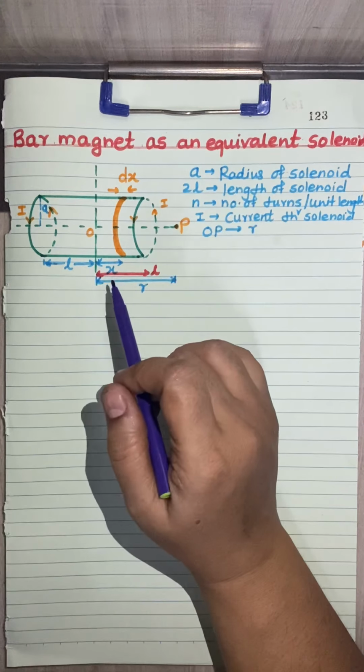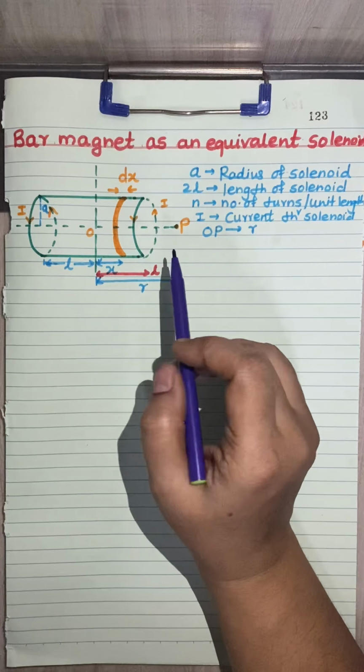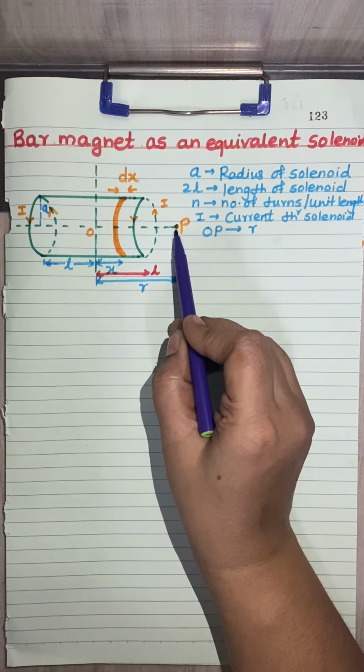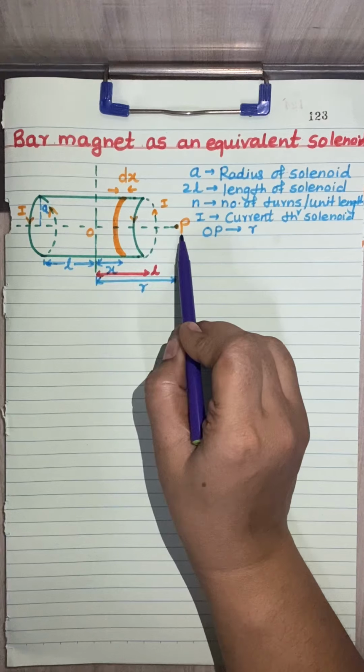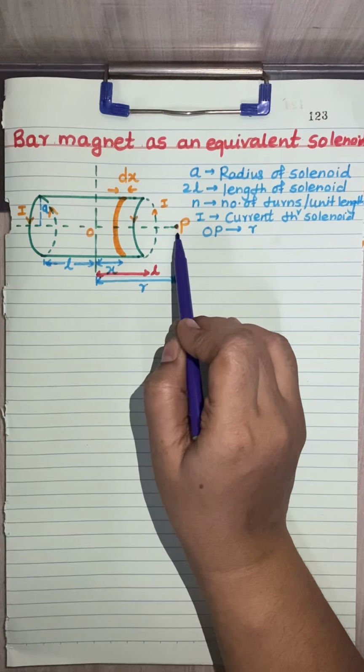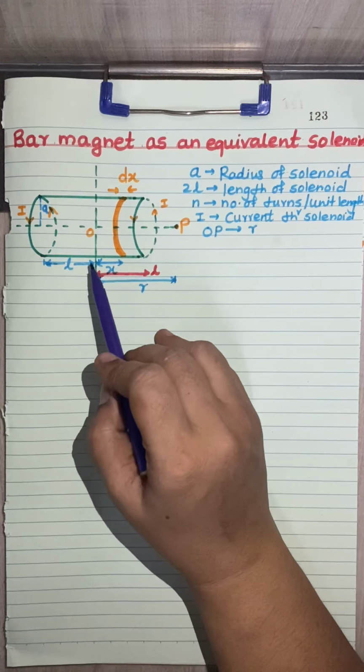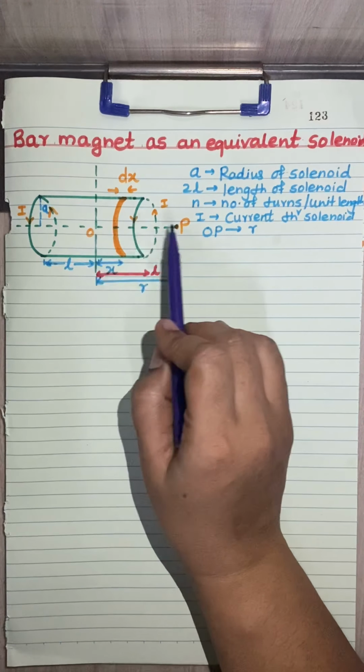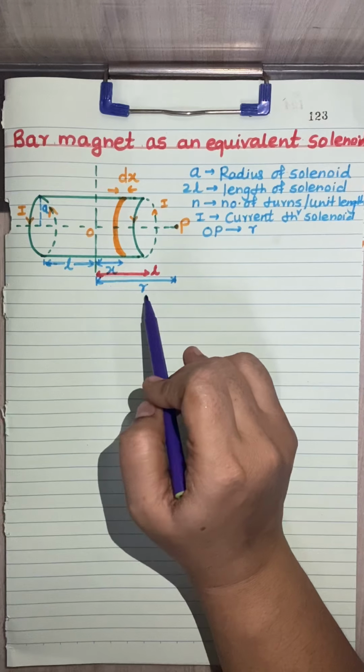I is the current flowing through the solenoid, and we have to calculate the magnetic field at any point P on the axis of the solenoid. So this is the axis of the solenoid, and P lies on the axis, such that the distance from the center of the solenoid to the point P is equal to R.